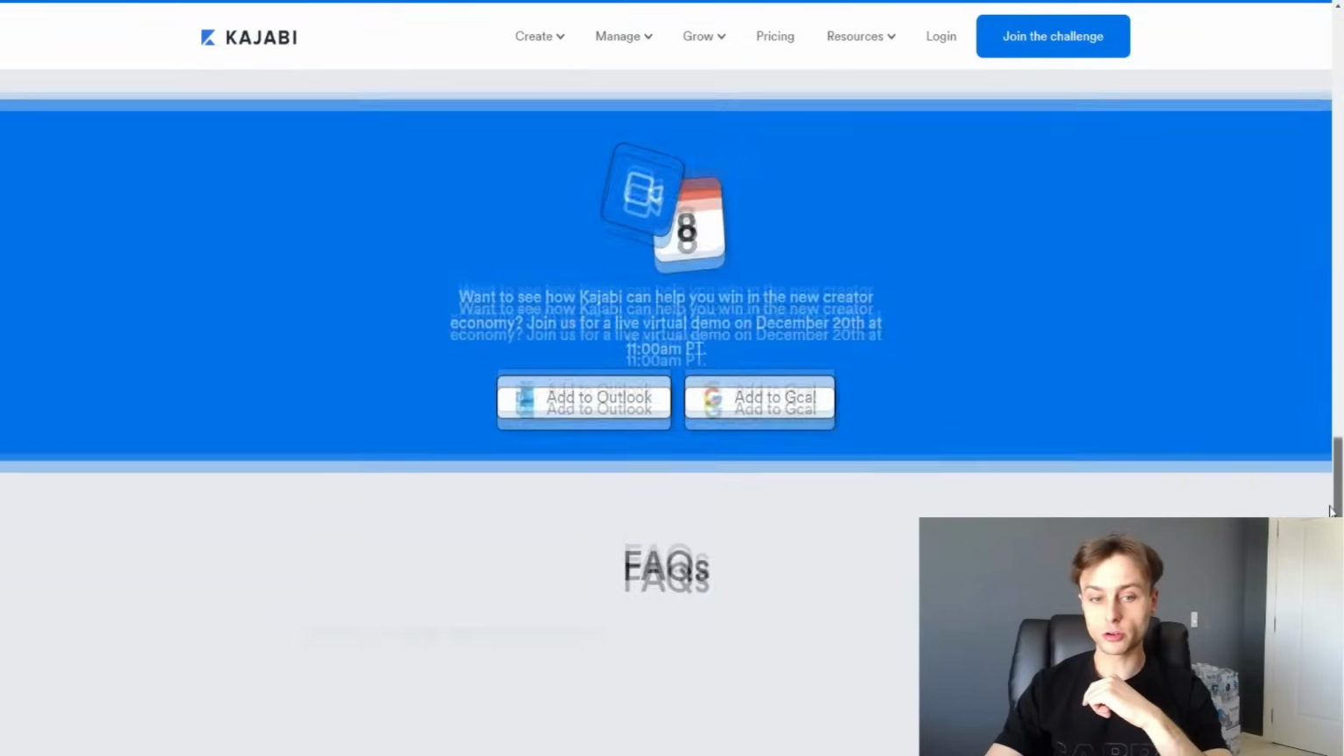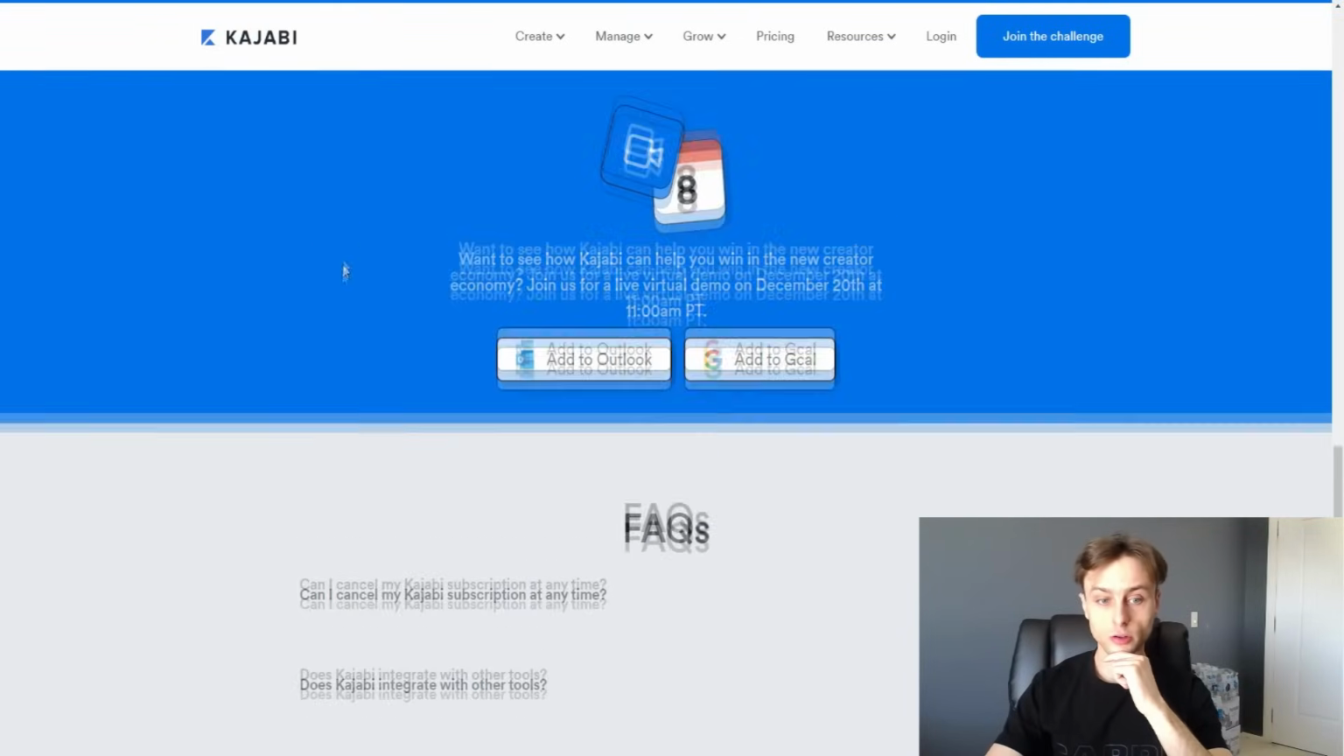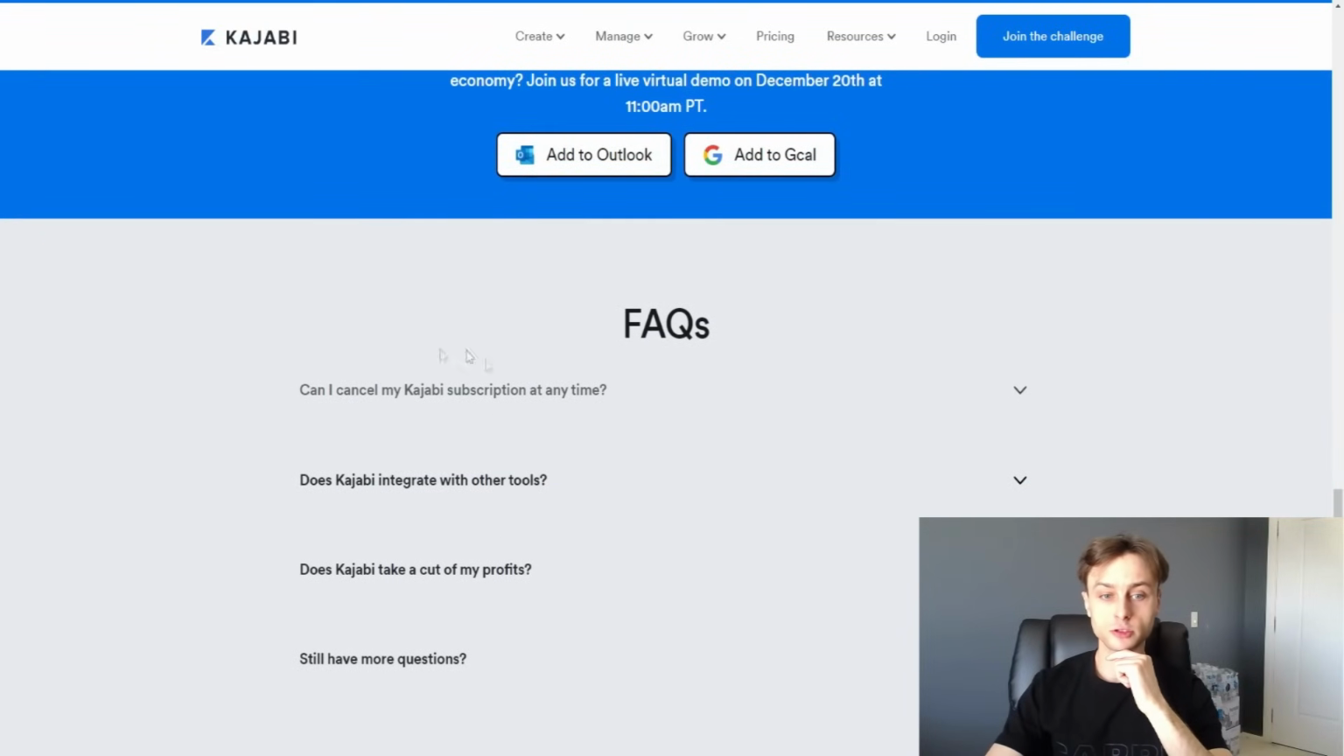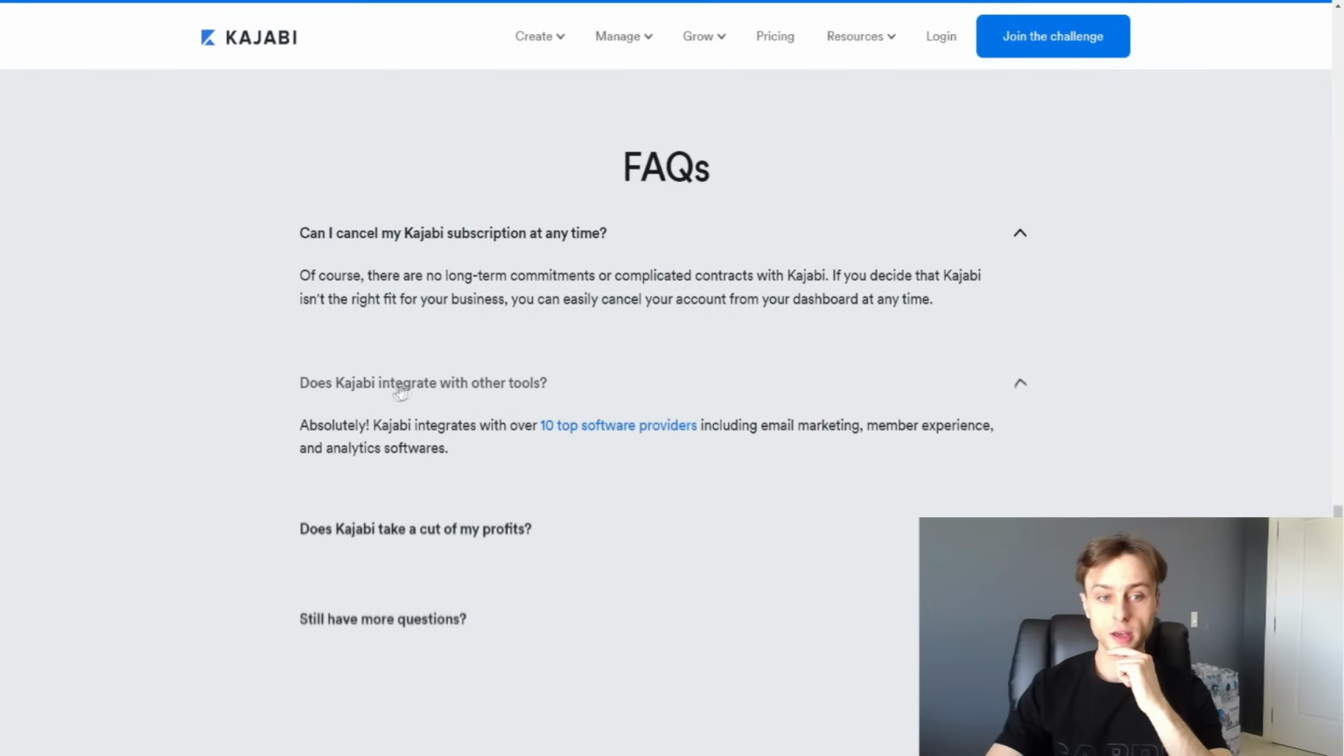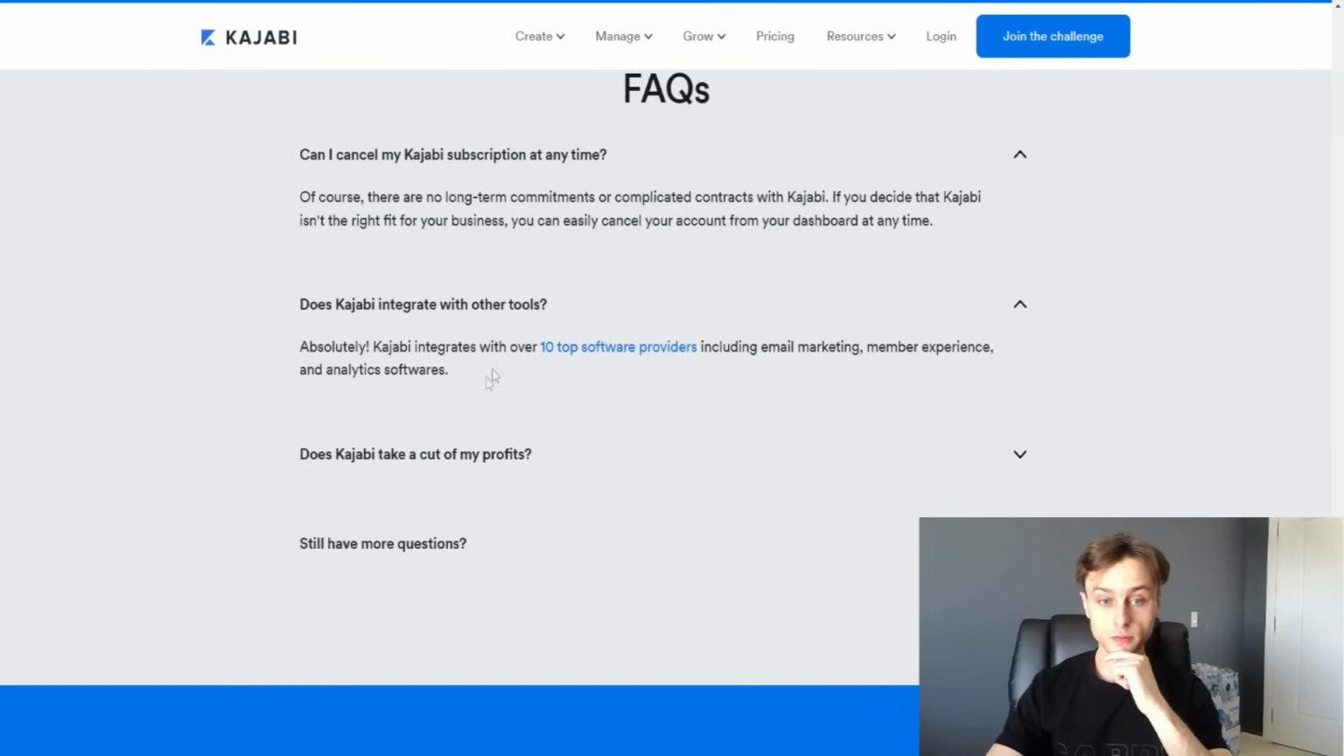And if we scroll down below, there's a lot more information. So can I cancel my Kajabi subscription at any time? Obviously, yes, you can. Does Kajabi integrate with other tools?